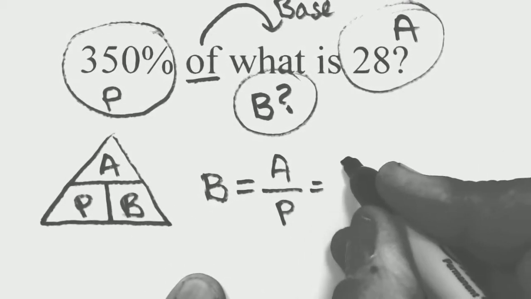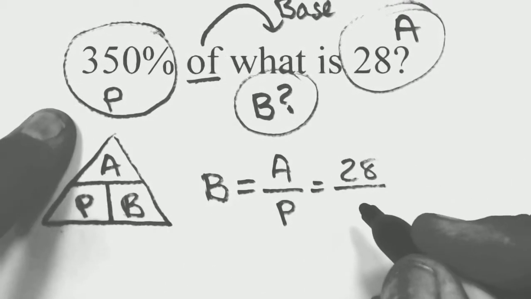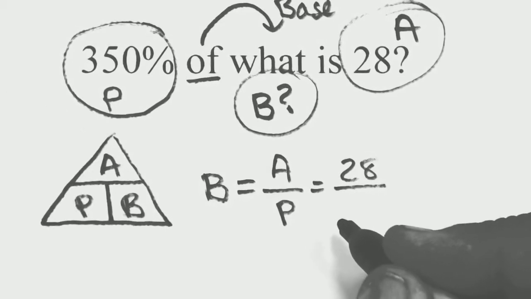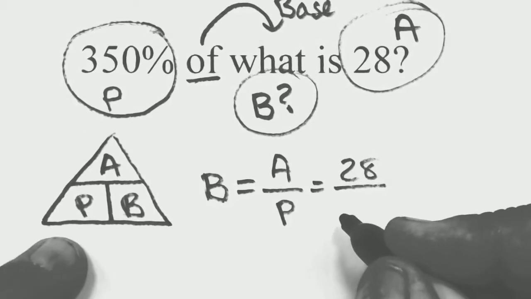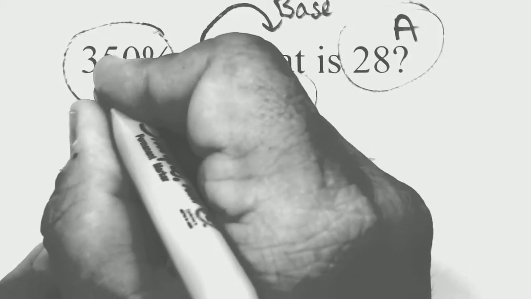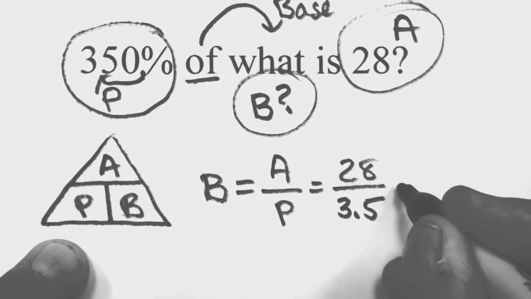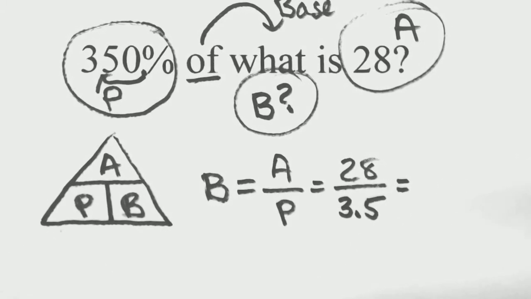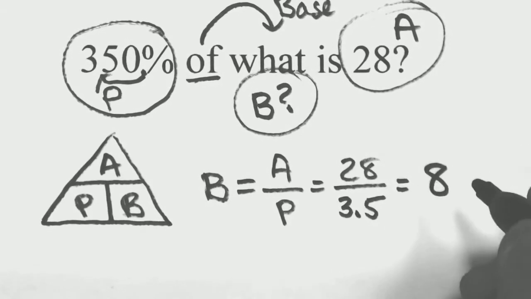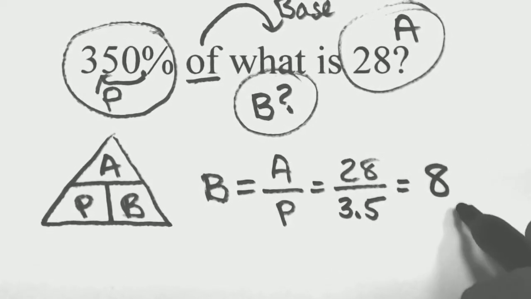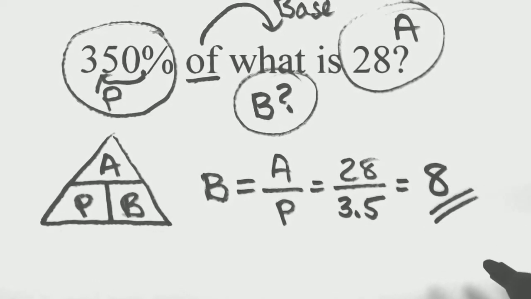The A is 28. The P, now remember, we've got to convert this to a decimal or a fraction. Let's go ahead and convert it to a decimal. I put a decimal point here and just move it 2 places back to the left. We get 3.5. You could put the 0 if you wanted, but you don't have to. Now, let's turn around and simply do this division. 28 divided by 3.5 comes out to be, right on the button, the same answer we got when we did this with direct translation. The base is the number 8.